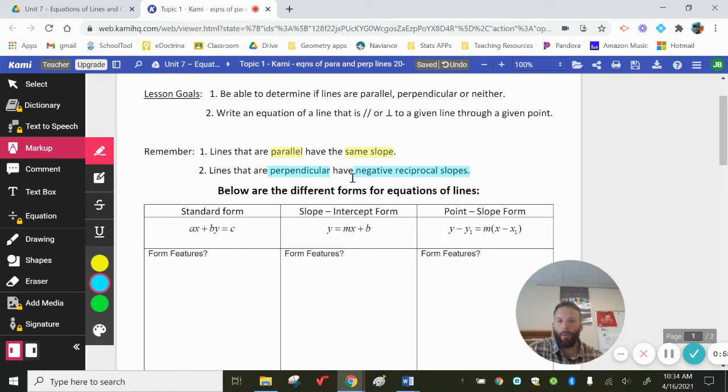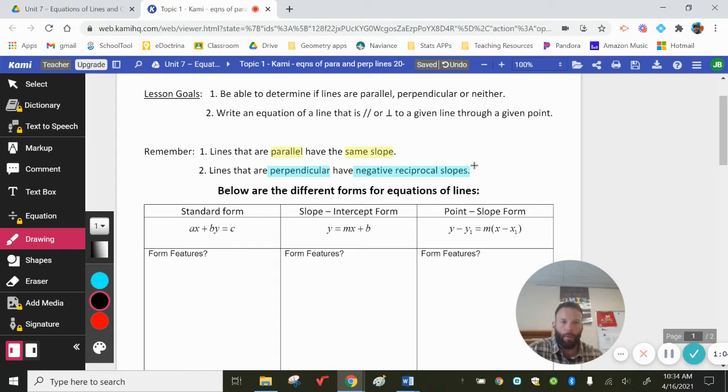Okay, so let's talk about that thing right there, negative reciprocal, real quick. When lines have negative reciprocal slopes, what would that look like? In a general form, let's say the slope of one line is A over B. The negative reciprocal of A over B is to negate that value and reciprocate, or flip it over. So it would be negative B over A. That's what a negative reciprocal is. You're doing two things: negating the value of that number and also flipping it over.